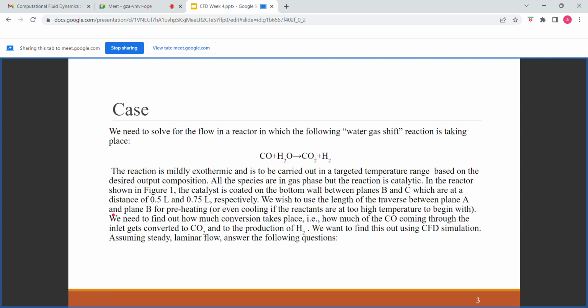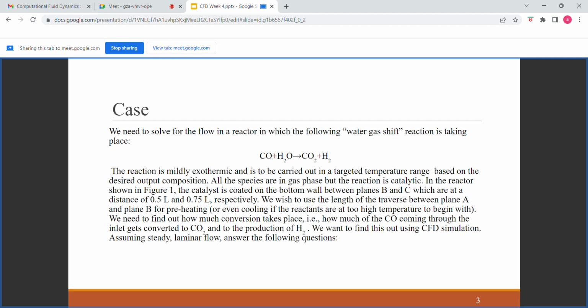So these were the basics that were covered in this problem. The questions that were included were like how many equations need to be solved, and the temperature profile, how it would be. Basically, the system is exothermic, so heat would be produced. Mostly the reaction takes place between planes B and C.